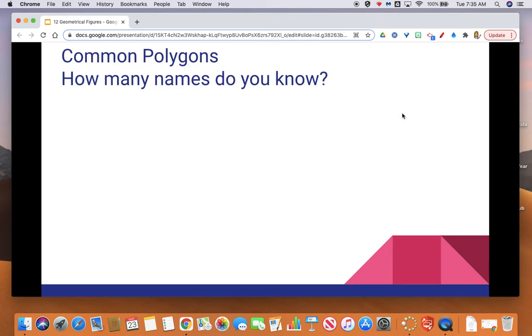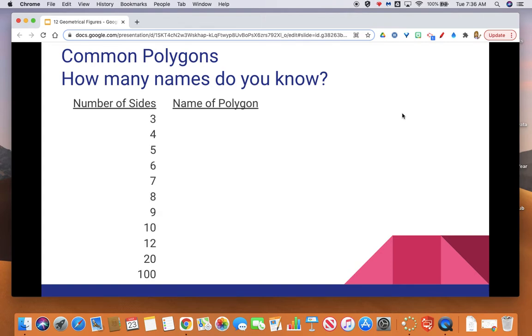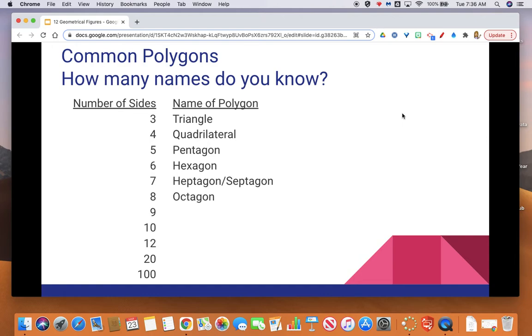How many polygons do you know? Some of our most common polygons: 3 sides would be a triangle. What about 4 sides? Quadrilateral. 5 sides? Pentagon. 6 sides? Hexagon. 7 sides? Hepta or septagon. 8 sides? An octagon. 9 sides? Nonagon. 10 sides? Decagon. 12 sides, dodecagon.